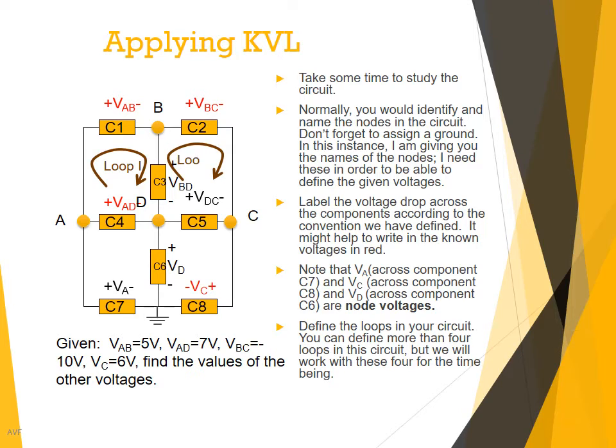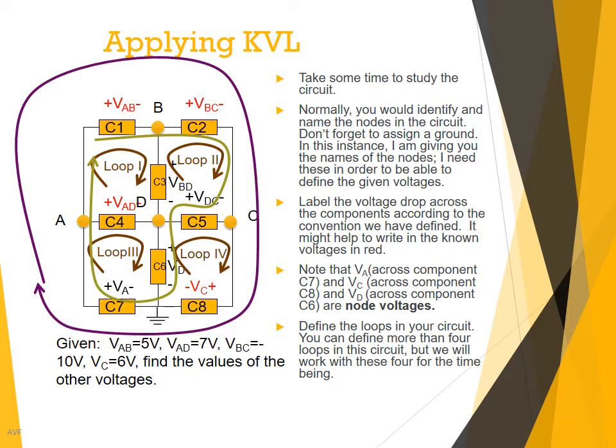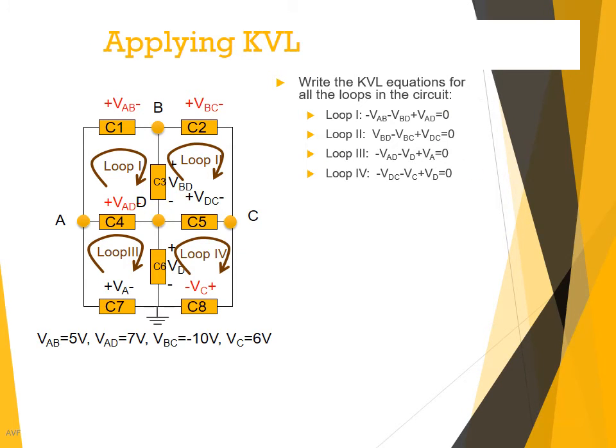Now define the loops in your circuit: loop 1, loop 2, loop 3, and loop 4. And you can define more loops. You could define this as loop 5 and any closed loop in your circuit as a loop 6, a loop 7. You don't have to define any more loops than you need to solve for the voltages in your circuit. So we will use these 4 and see if they're enough to solve for the other voltages. So I'm going to write the KVL equations for these 4 loops.